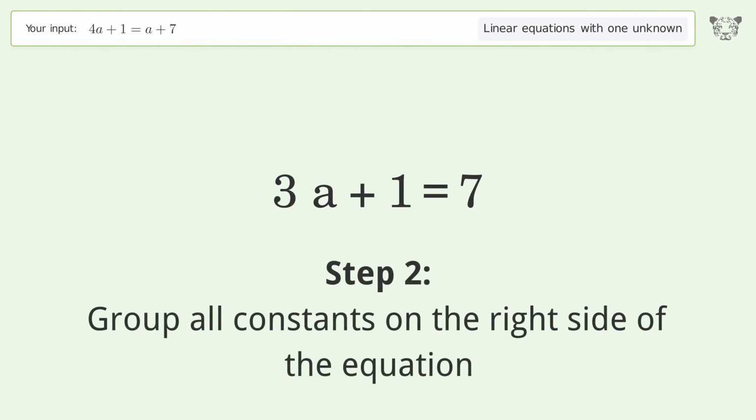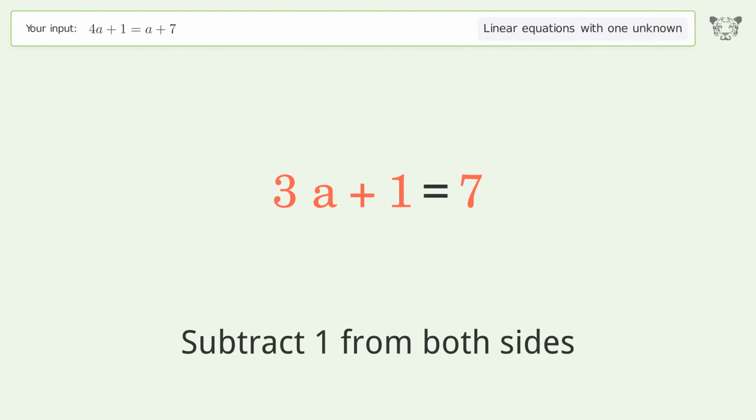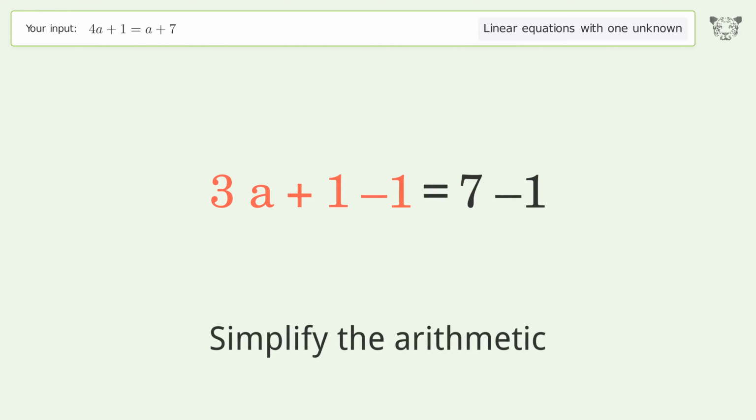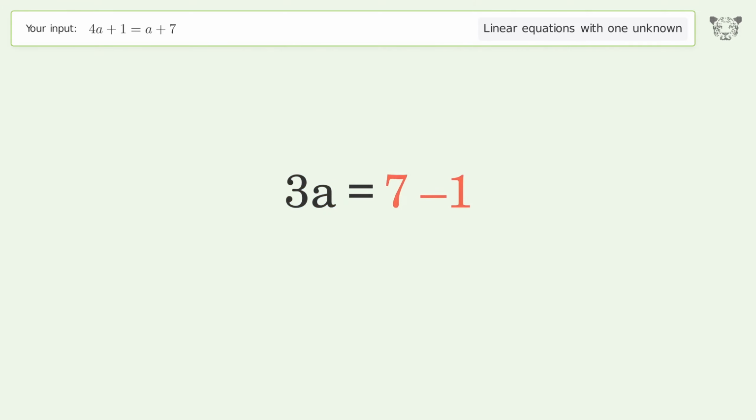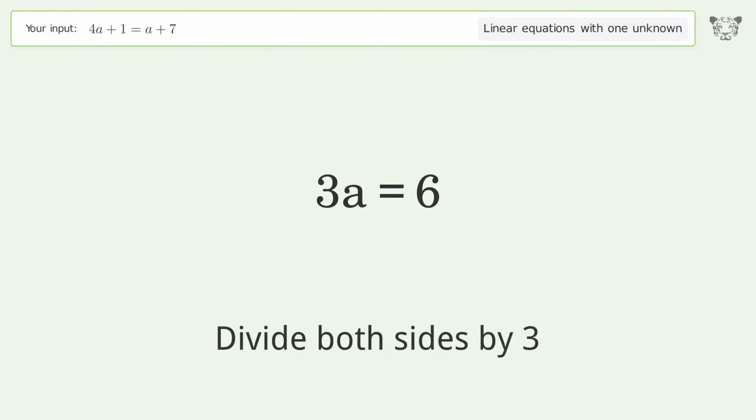Group all constants on the right side of the equation. Subtract 1 from both sides. Simplify the arithmetic. Isolate the a. Divide both sides by 3.